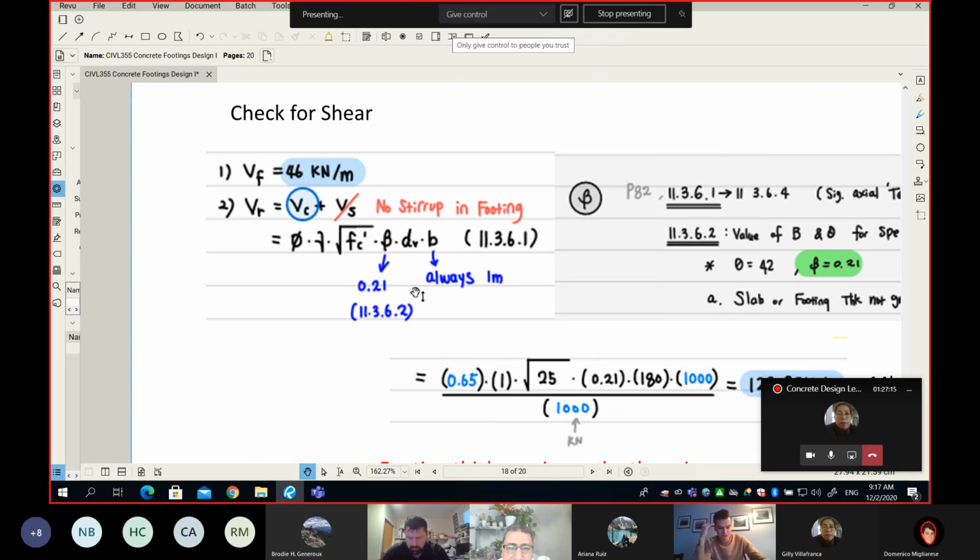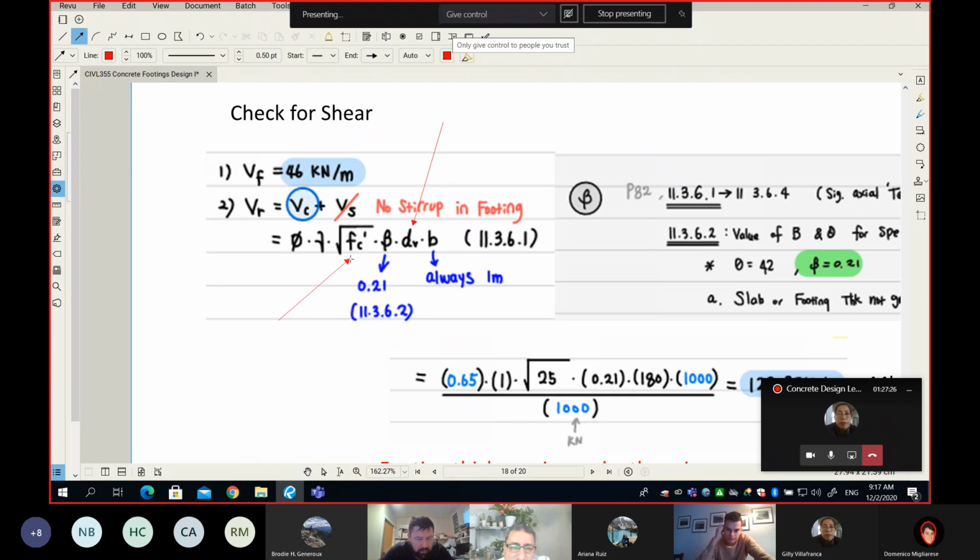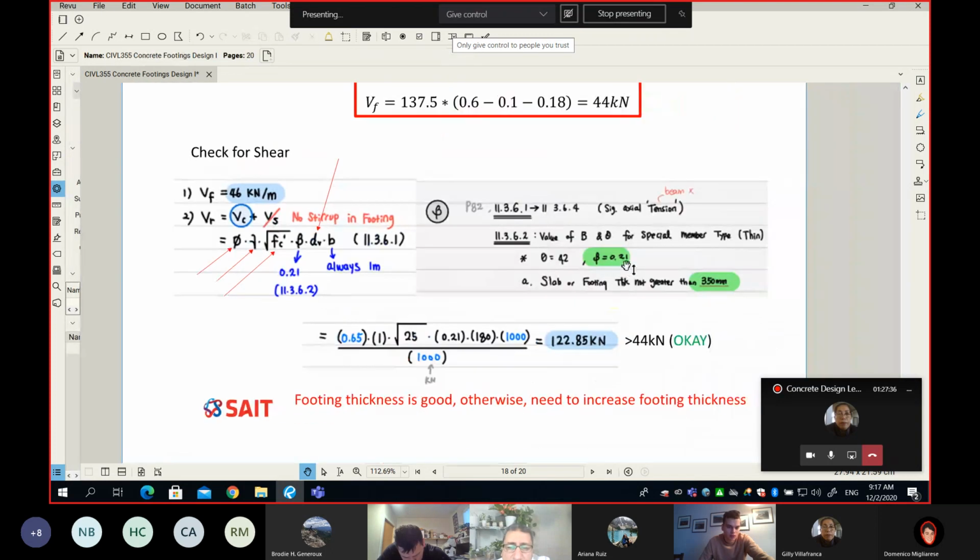There are a few notes here. Always, guys, the b, just like a one-way slab, is 1 meter. The dv we already found, it's 180 mil. The f'c is 25 MPa. The lambda is 1. The phi sub c is 0.65. So it looks like there is only one parameter left, which is beta, and I will show you here how I got the beta.